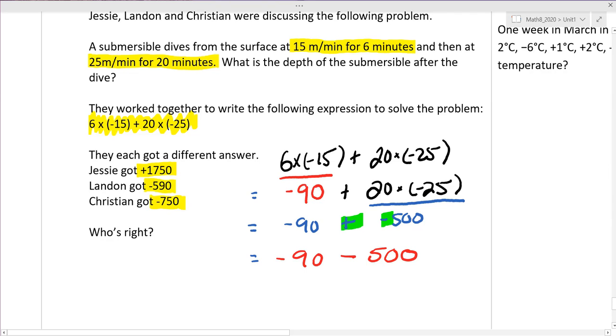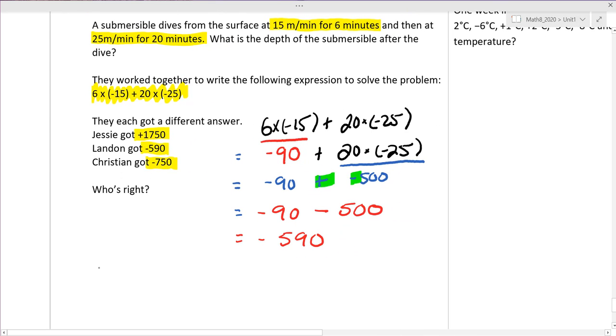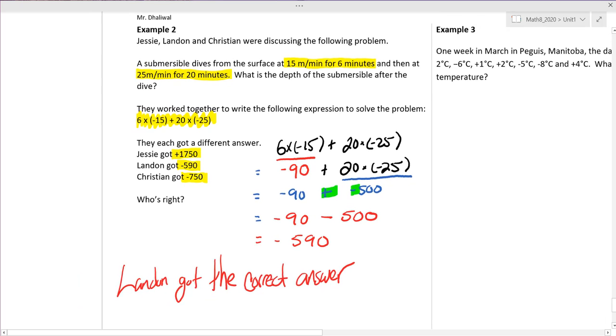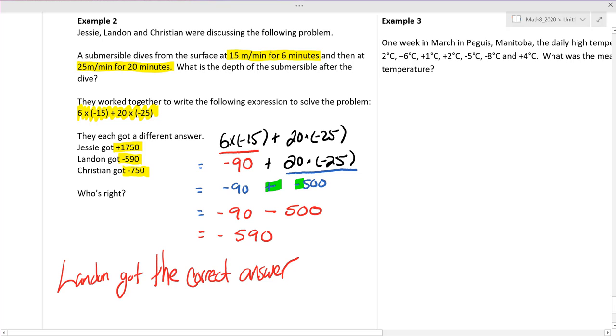So what's the answer? Negative 590. So who was right? Landon. All right. So we make a little statement. Landon got the correct answer.